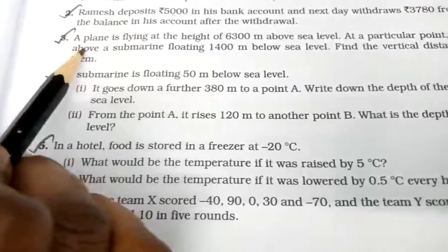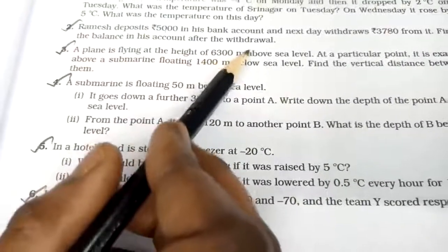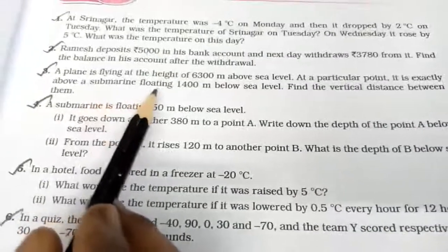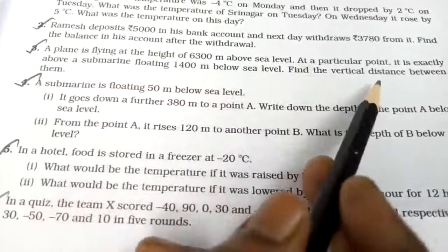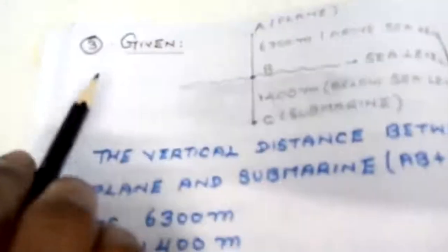Question number 3. A plane is flying at a height of 6,300 meter above the sea level. At a particular point, it is exactly above the submarine floating 1,400 meter below the sea level. Find the vertical distance between them. They are asking you to find the vertical distance. And now, students, if you see the sum here, that is question number 3.